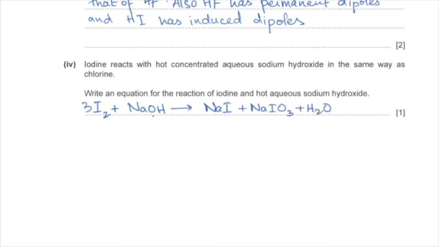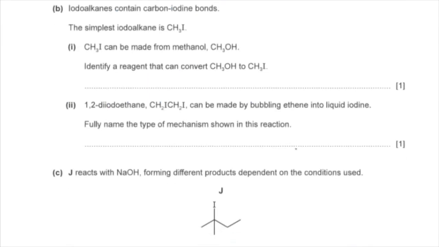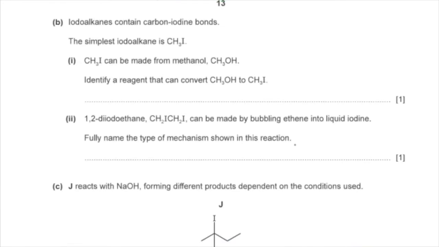So 3 moles of iodine, 6 moles of NaOH, 5 moles of sodium iodide, 1 mole of NaIO3, and 3 moles of water molecules. Part B, iodoalkanes contain carbon-iodine bonds. The simplest iodoalkane is CH3I. CH3I can be made from methanol. Identify a reagent that can convert methanol to CH3I. So to convert alcohol to halogenoalkane, we can use HCl, HI. So to convert OH to I, we can have HI gas.